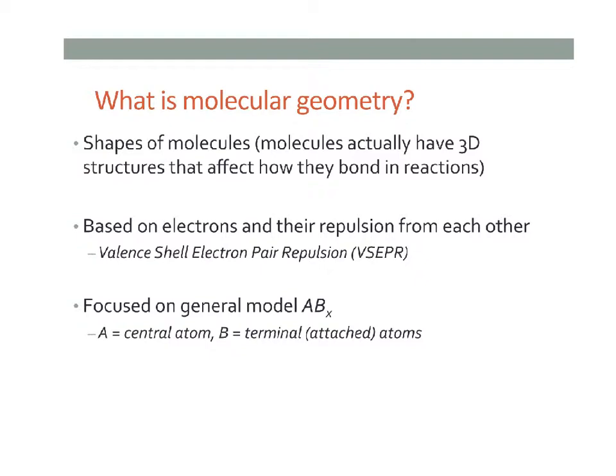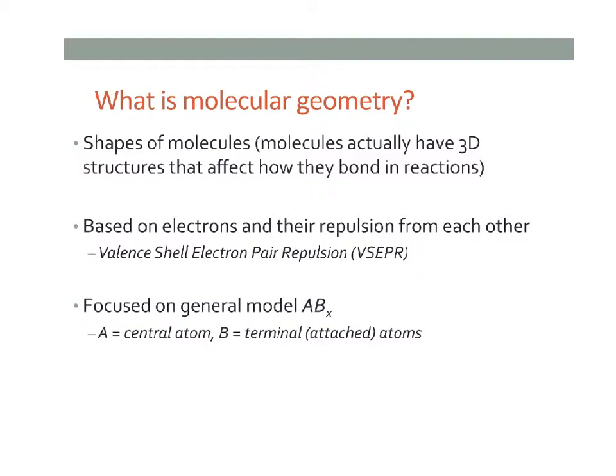Now, how do molecules even get shapes to begin with? Well, remember, molecules bond through their electrons, and electrons, all being negative, want to repel one another. When these electrons repel from one another, they create the shapes. So depending on how many electrons are in their valence shell and how many electron domains there are, will depend on the shape. This is called valence shell electron pair repulsion.